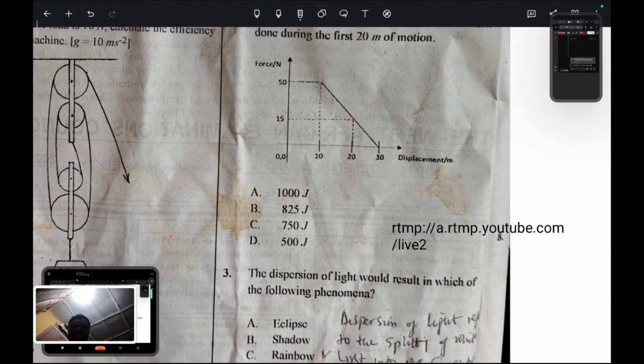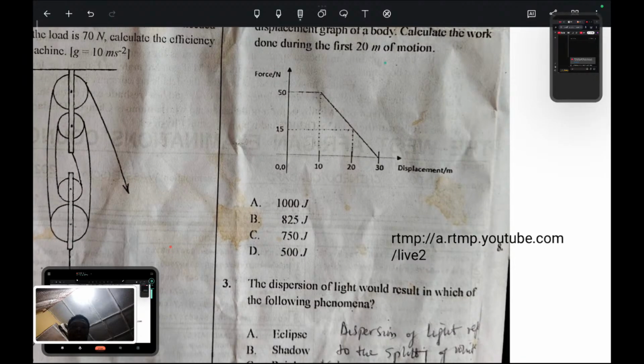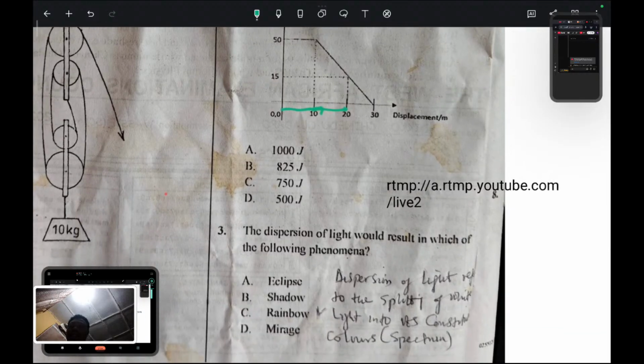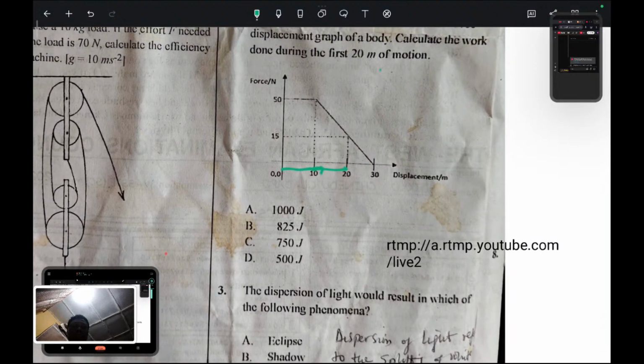10 meters. What do we have? We can solve from 0 to 10 meters. Then we'll solve from 10 to 20 meters. Is that clear? So we know that force is constant. And what is the constant value for this force? It is 50 Newton.